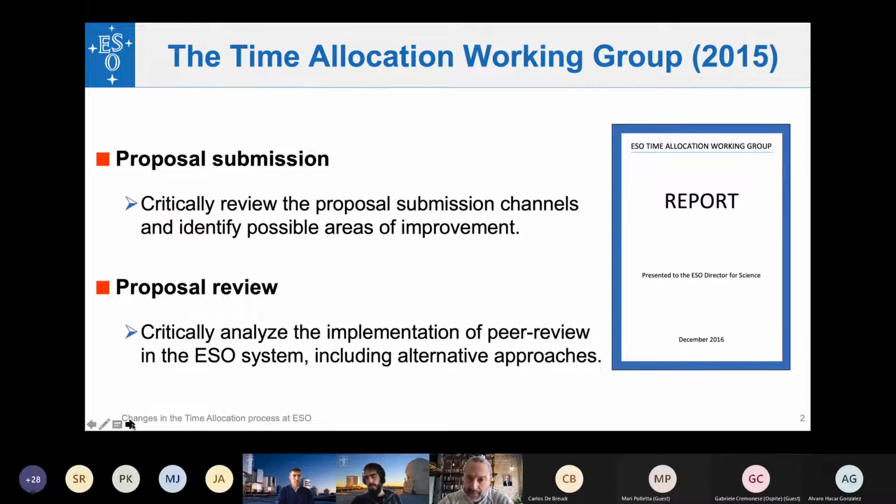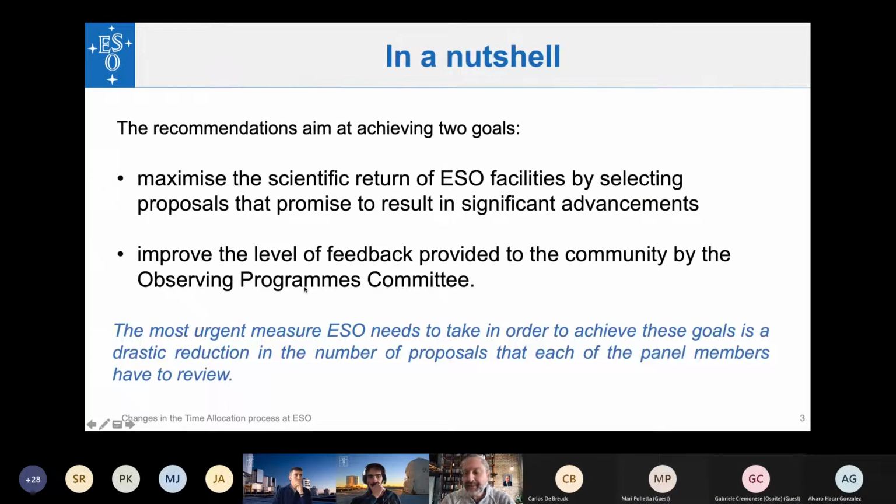So critically review the proposal submission channels, meaning types of programs and all of that, and identify possible areas of improvement. And also for the proposal review, critically analyze the implementation of peer review at ISO, including also alternative approaches. So that was almost 7 years ago. And then this, of course, has produced a recommendation document that was sent to the DG.